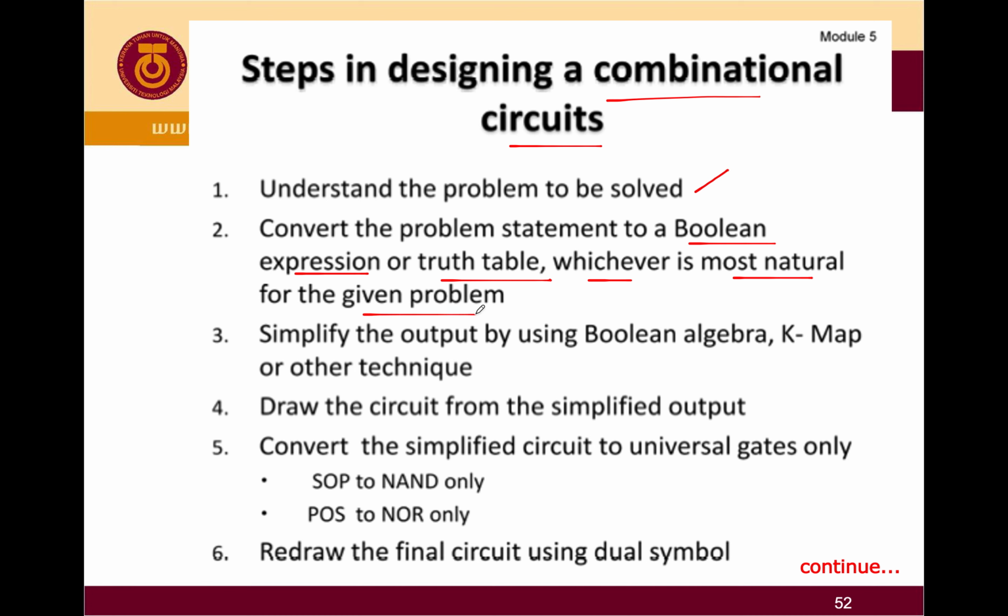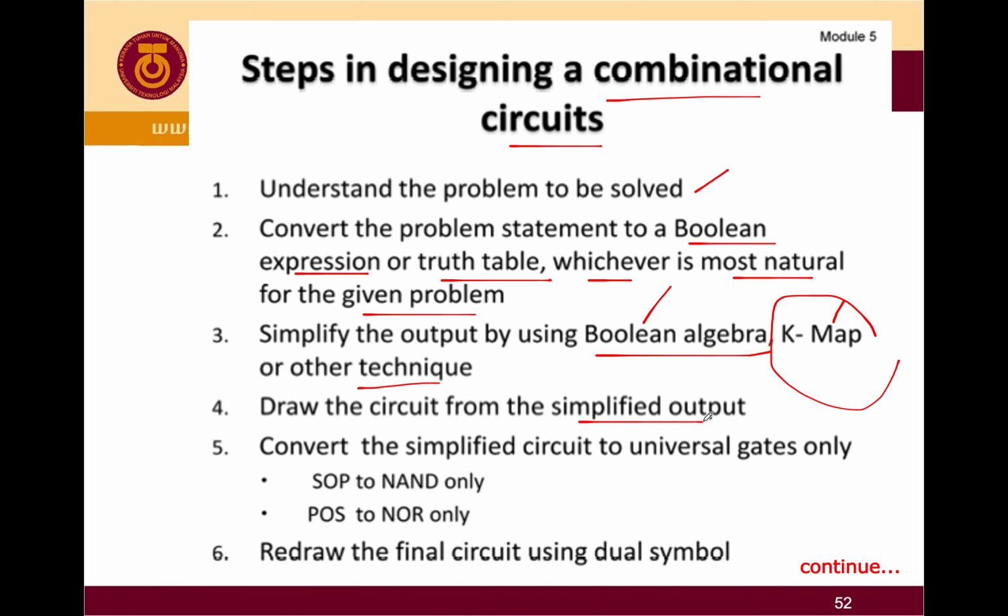And then you can simplify your truth table using your Boolean algebra rules, and also the easiest way, using a K-map or other methods. But the easiest way is using a K-map. But you need to also know how to simplify your truth table using your Boolean algebra. And then fourth, you need to draw the circuit from your simplified output.